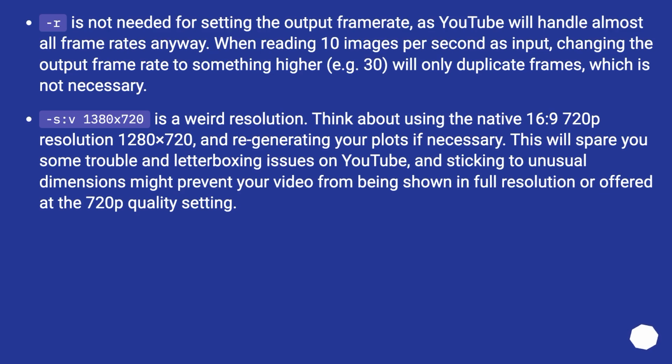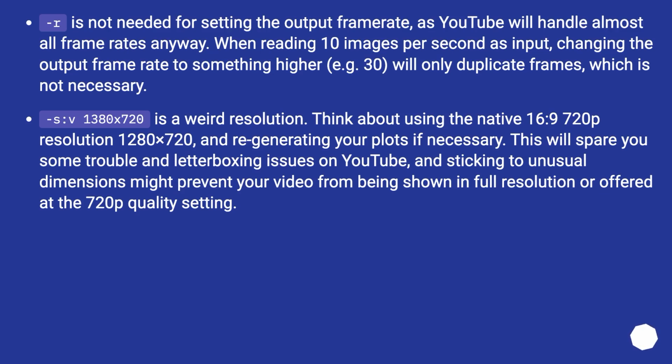-r is not needed for setting the output frame rate, as YouTube will handle almost all frame rates anyway. When reading 10 images per second as input, changing the output frame rate to something higher, for example 30, will only duplicate frames, which is not necessary.